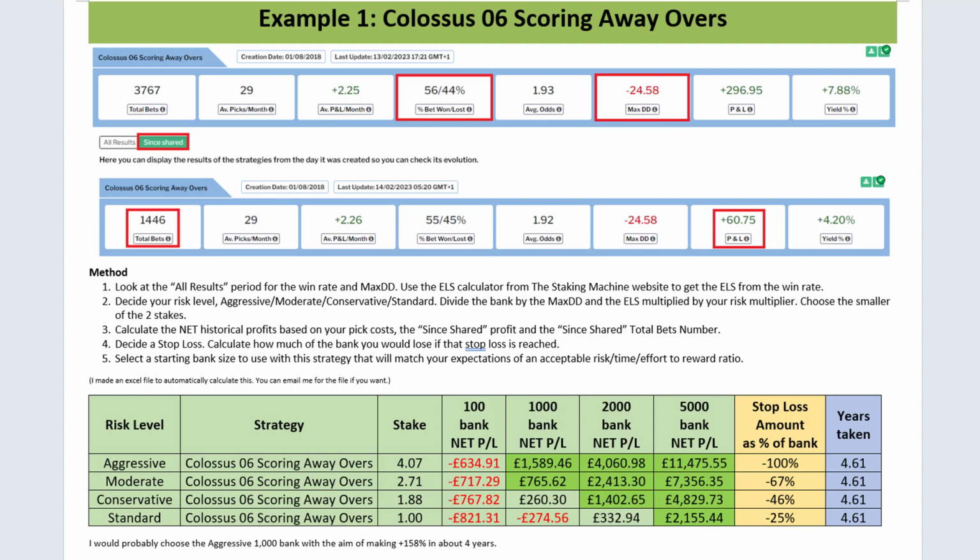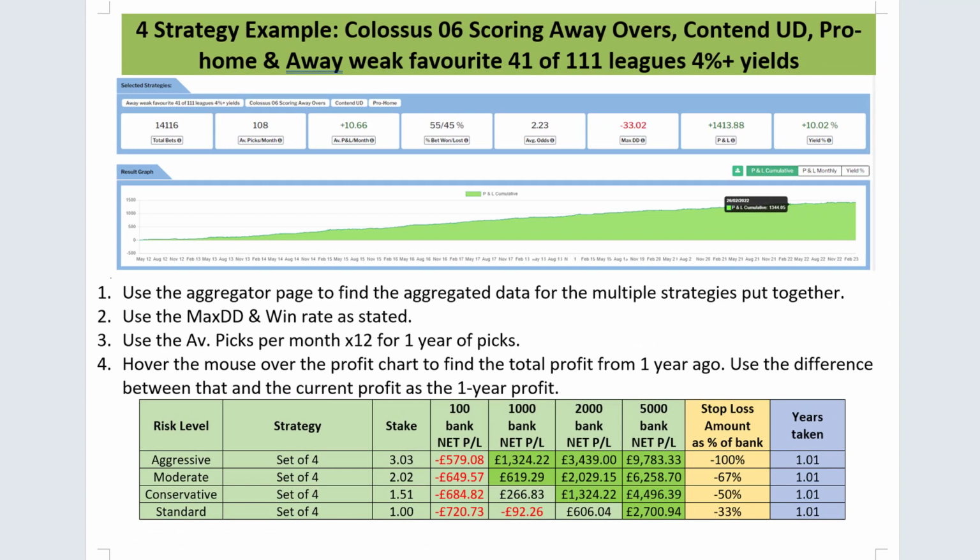But if we want to do it for a set of strategies, then we have to change it a little bit. So in this example, I'm going to take the 4 strategies I used in my previous video, Colossus 6 scoring away overs, Contend UD, Pro Home, and Away Weak Favorite, and put them into a multi-strategy system.